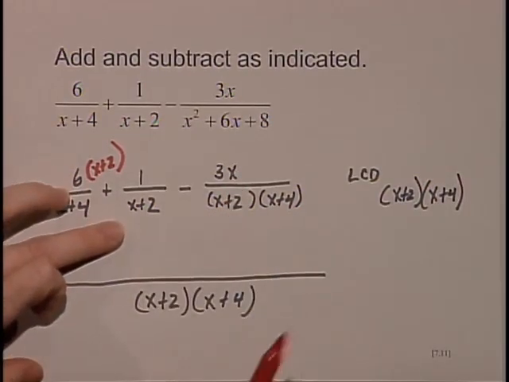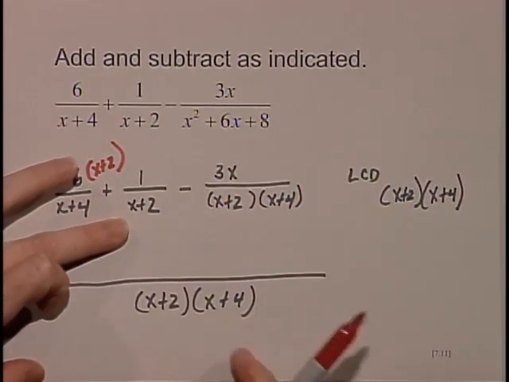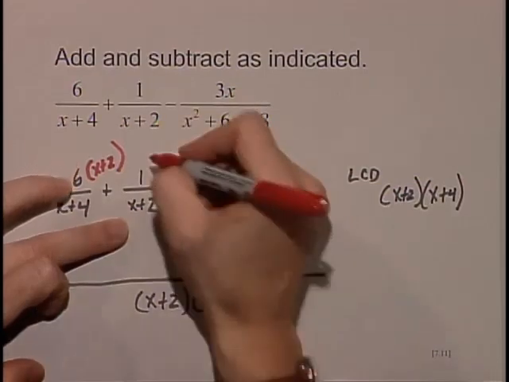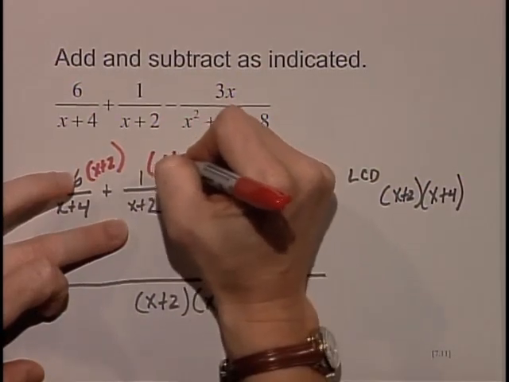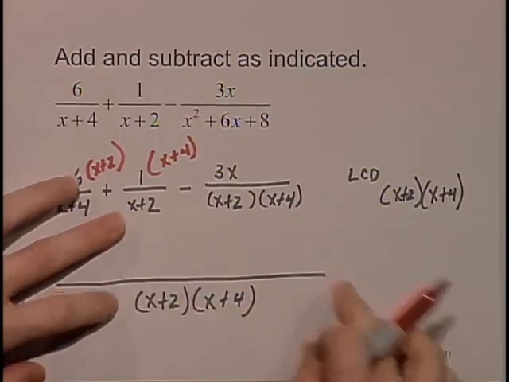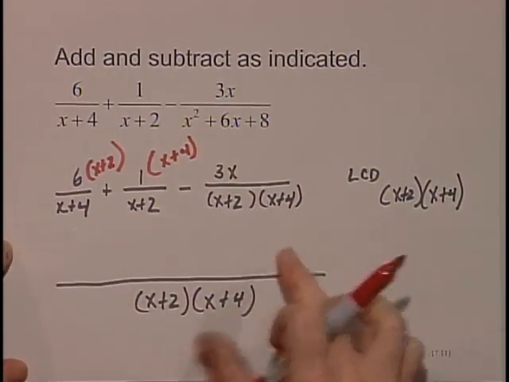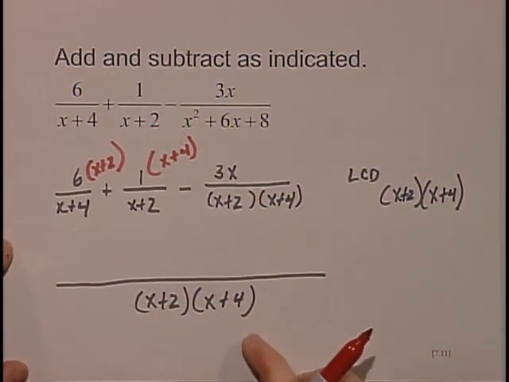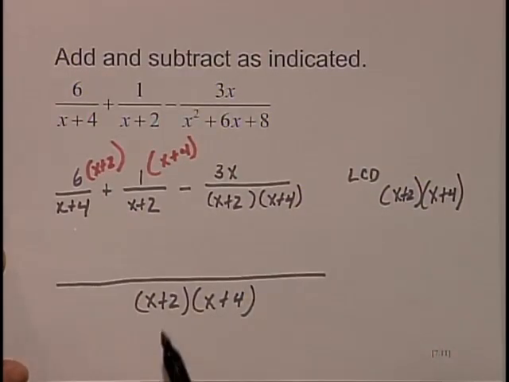Our second fraction has x plus 2 as its original denominator. We need a factor of x plus 4. So we're going to write that next to our numerator of our second fraction. Our last fraction contains already both the pieces of our LCD, so no adjustment is necessary. So let's come down and adjust our numerators in our next step.